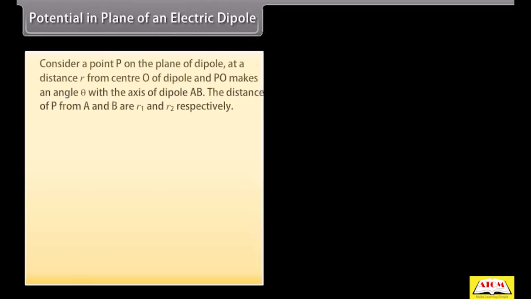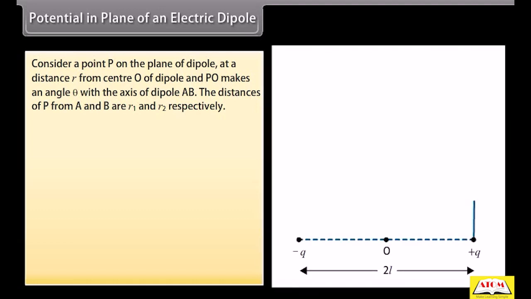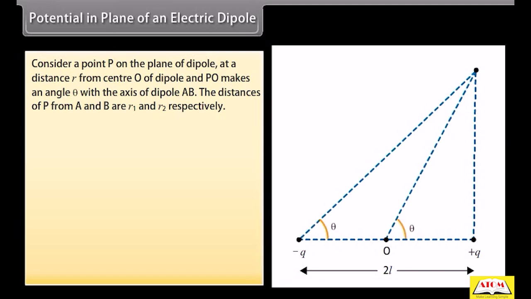Potential in plane of an electric dipole. Consider a point P on the plane of the dipole at a distance r from center O of the dipole, and PO makes an angle theta with the axis of the dipole AB. The distances of P from A and B are R1 and R2 respectively.